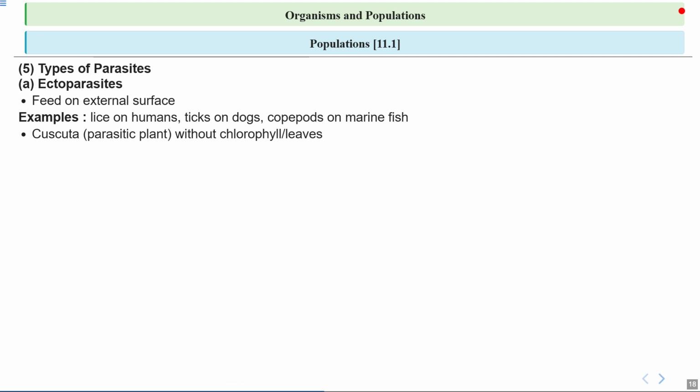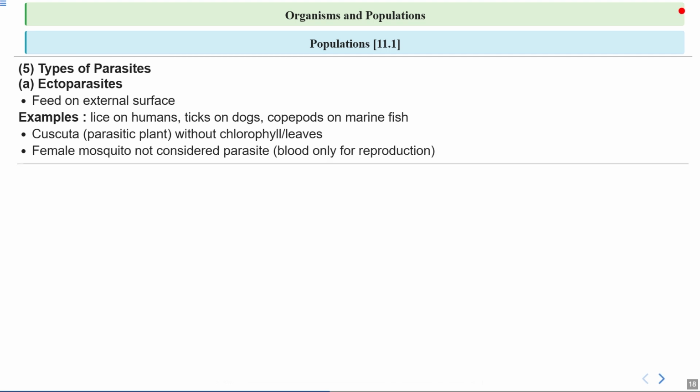This plant doesn't have chlorophyll, so it cannot photosynthesize. It cannot prepare its own food. So it obtains nutrients through this parasitic interaction. It relies on the host for the nutrients. It is parasitic on other plants.